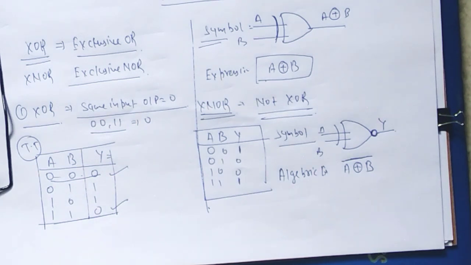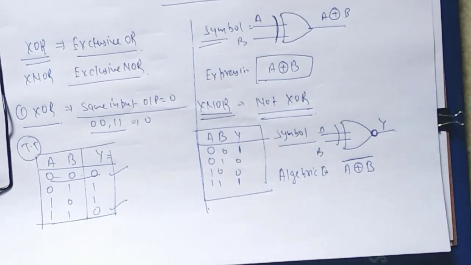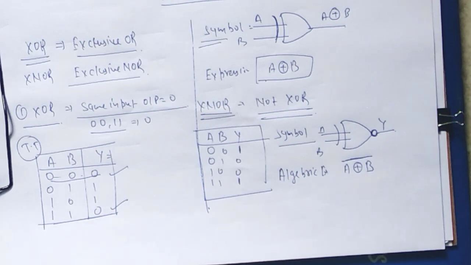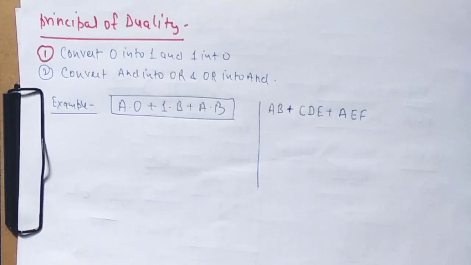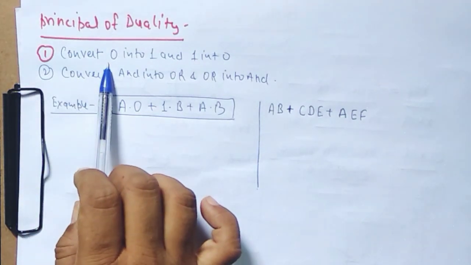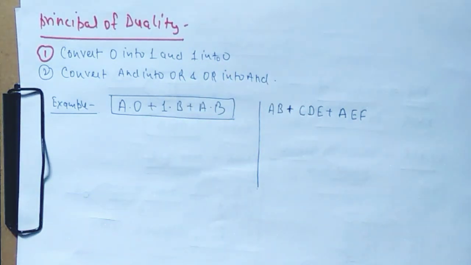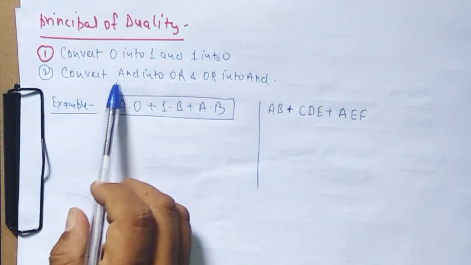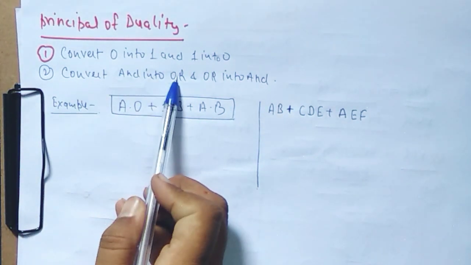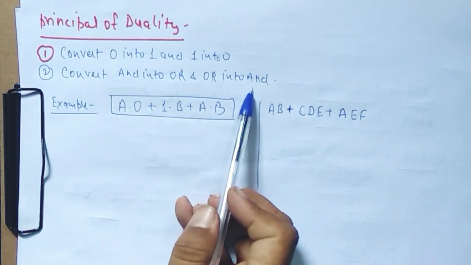So these are the two exclusive gates, XOR and XNOR. After this video, we have covered all the gates that are used in Boolean algebra. Now our next topic is the principle of duality. For the principle of duality, there are only two rules. First, if we find 0, we will convert it into 1, and if I find 1, I will convert it into 0. Rule number 2: if I find an AND gate, I will convert it into OR, and if I find an OR gate, I will convert it into AND.